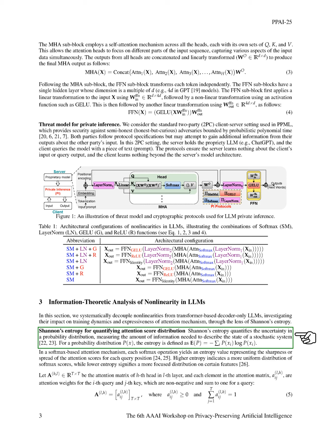For a given probability distribution, we define entropy as the negative sum of the probabilities multiplied by the logarithm of those probabilities. In a softmax-based attention mechanism, each softmax operation gives us an entropy value that reflects how spread out the attention scores are for each query position. A higher entropy means the scores are more evenly distributed, while a lower entropy indicates a focus on specific features.